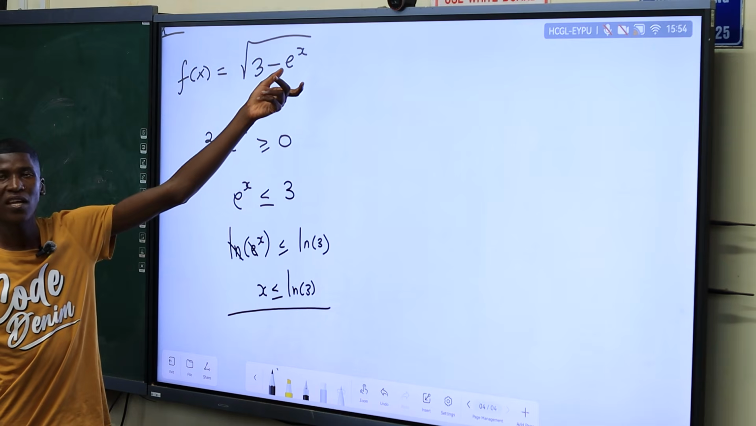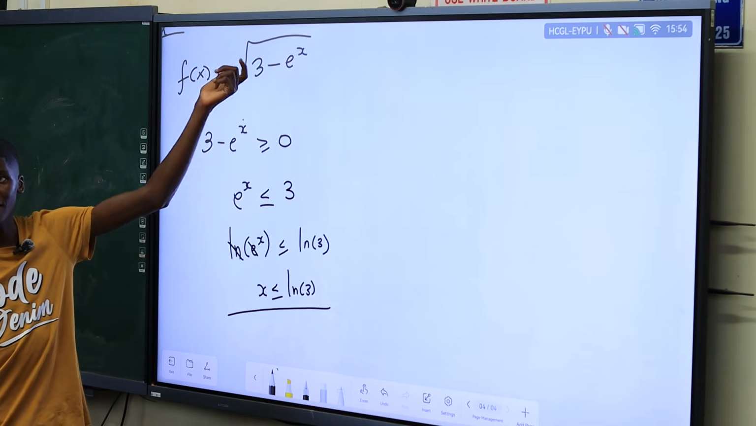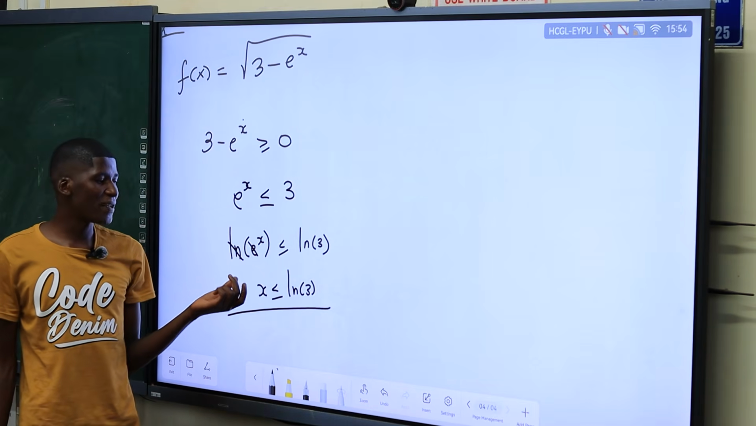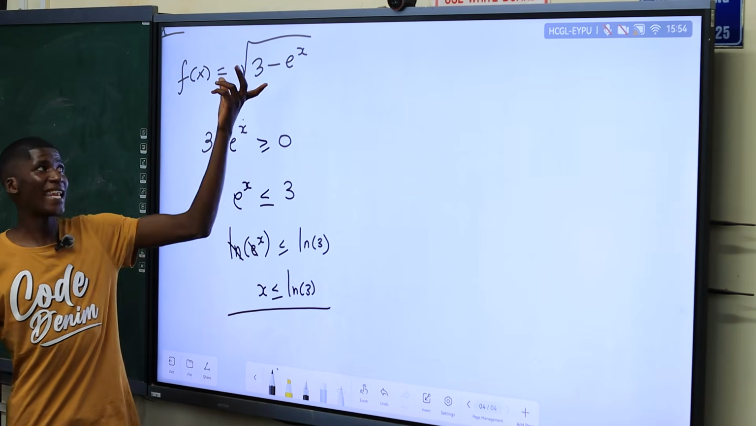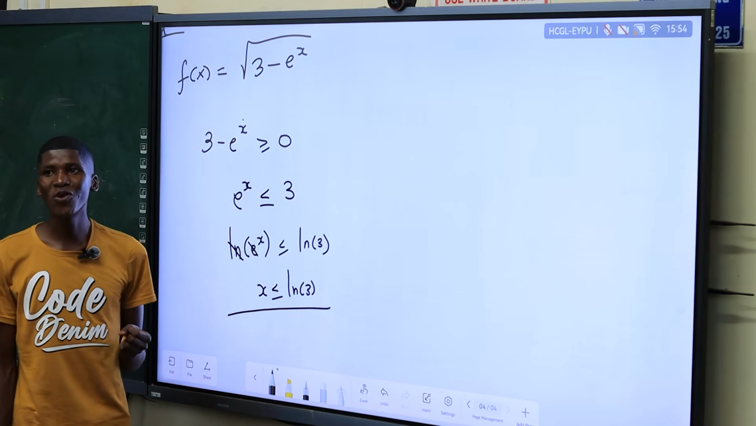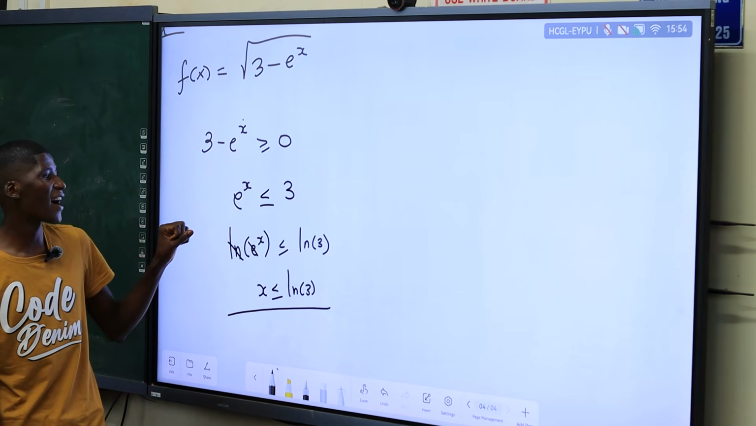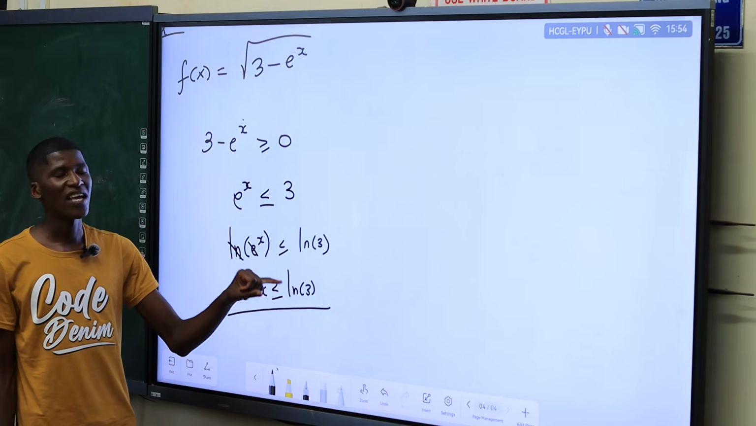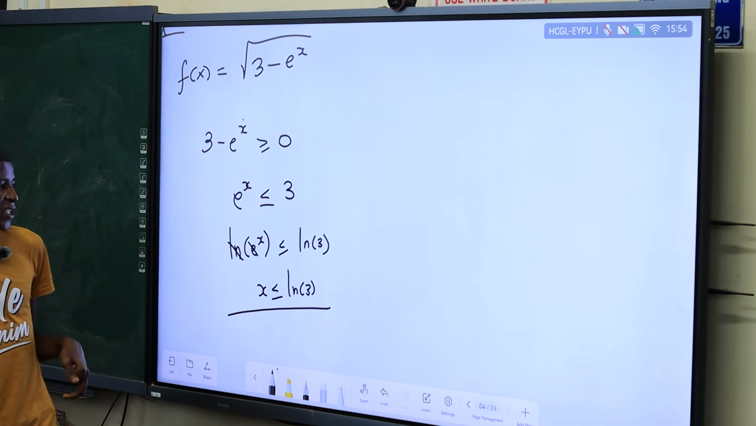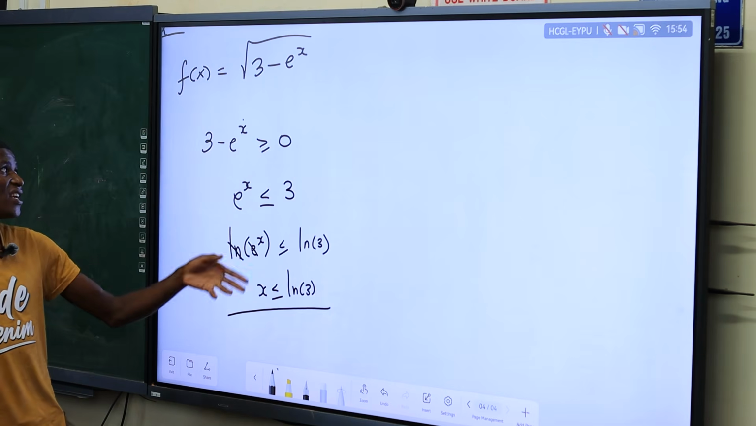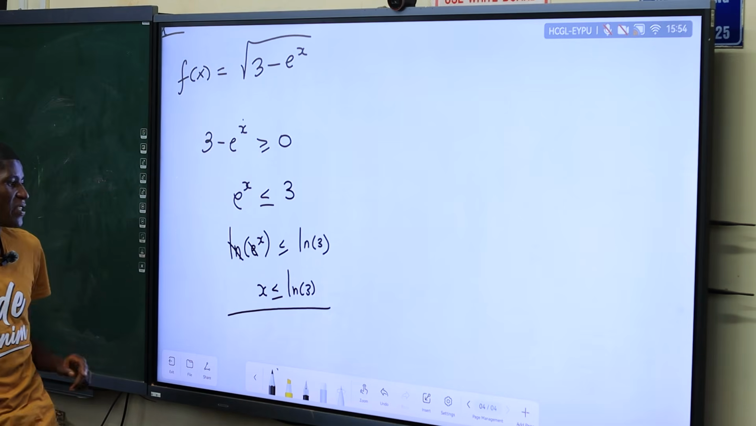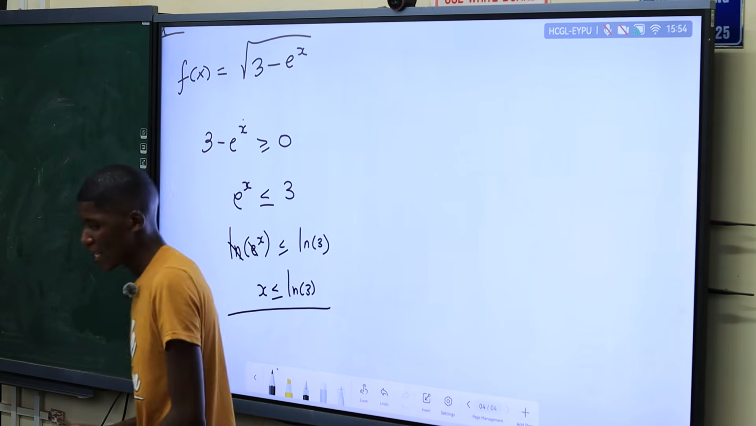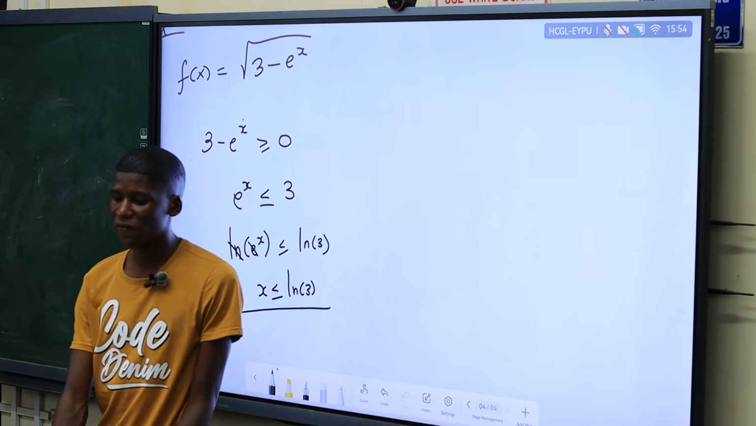You are left with 3, and then 3 minus 3 will be 0. So any other value of x that is less than ln 3 will allow this expression to be defined. If we take a value that is greater than ln 3 and put it there, it's not going to be defined. So this is our domain: x must be less or equal to ln of 3.